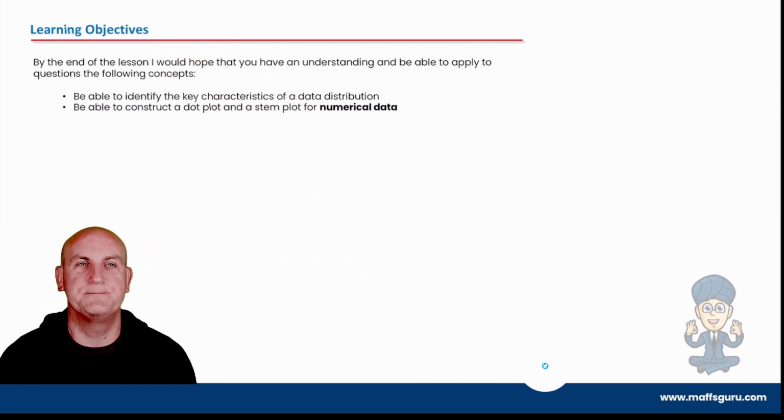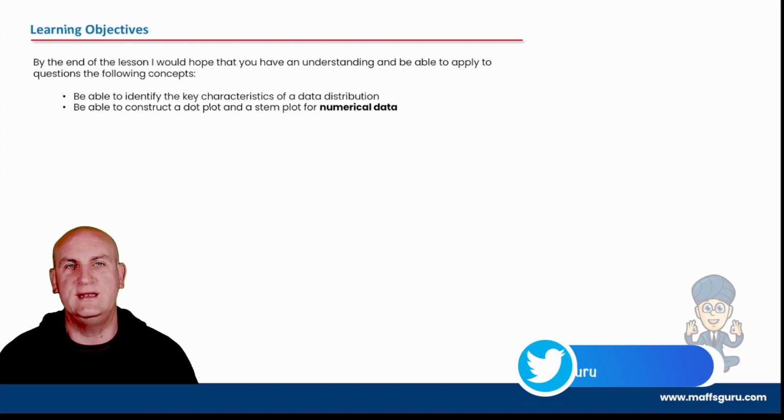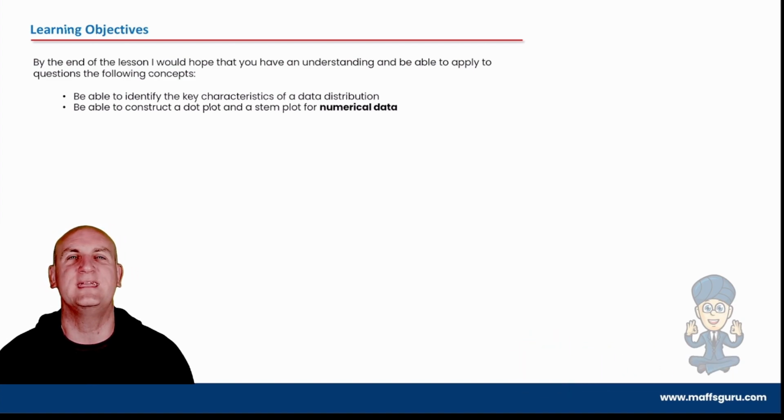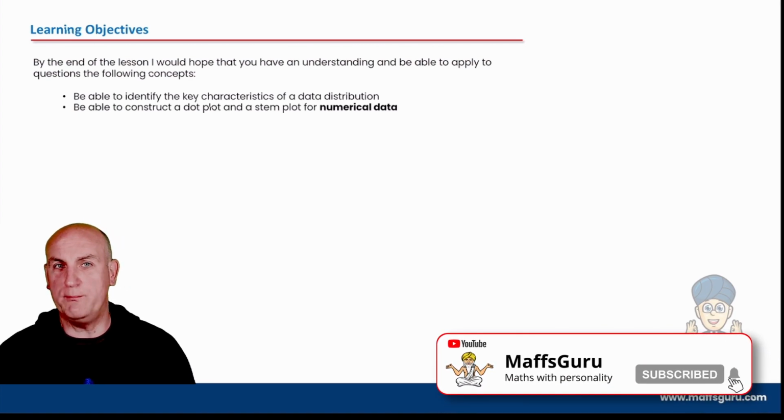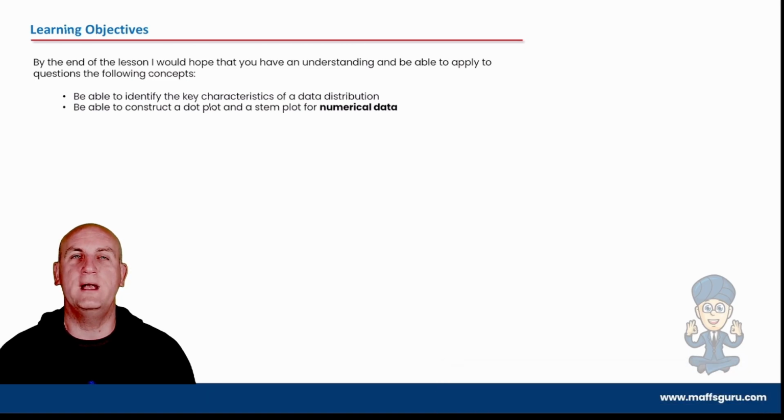Well, let's get into this. Our learning objectives are to be able to identify the key characteristics of a data distribution. What on earth do I mean by key characteristics? Well, it's coming up. Don't rush me. Be able to construct a dot plot and a stem plot for numerical data. It's really important. In previous videos we looked at categorical data. Now we're going to look at numerical data, and it's so important that you know how to choose the right graph or diagram for the right set of data.